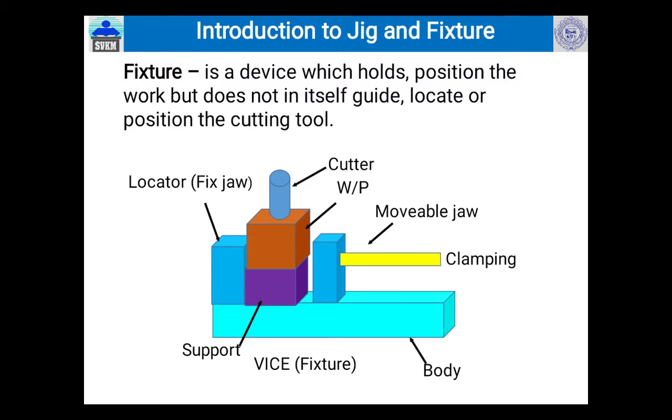A fixture is a device which holds and positions the work but does not in itself guide, locate or position the cutting tool. Examples: turning fixture, milling fixture, grinding fixture, etc. So we can conclude that a fixture is a device which positions the workpiece but does not guide the cutting tool.